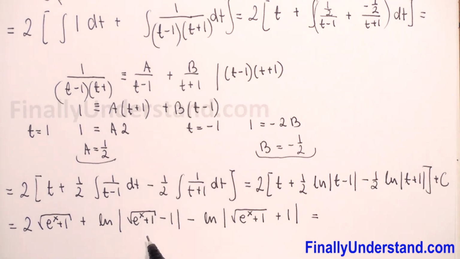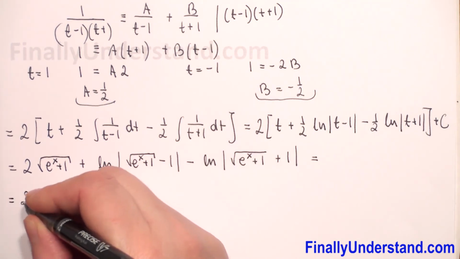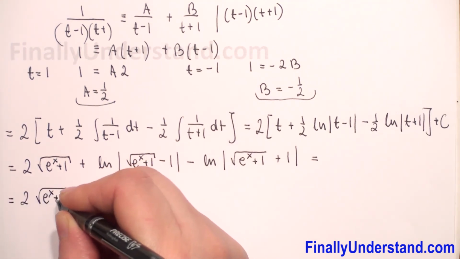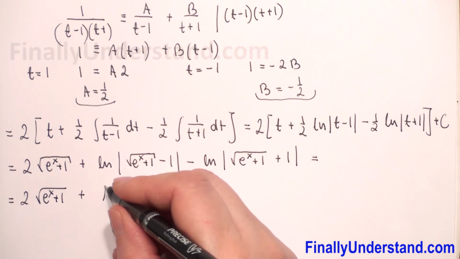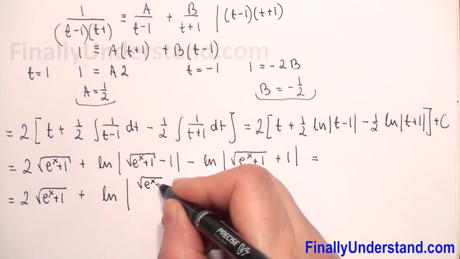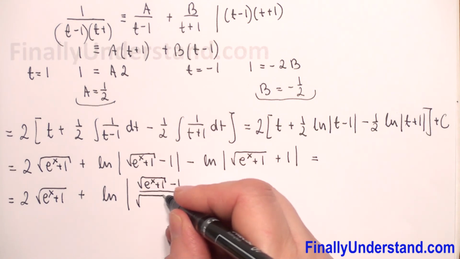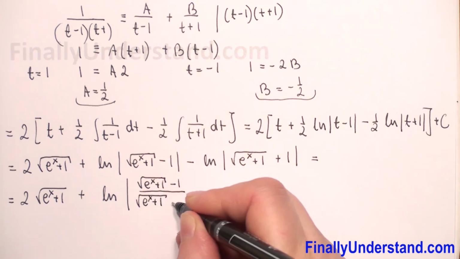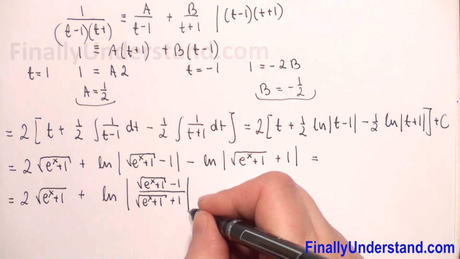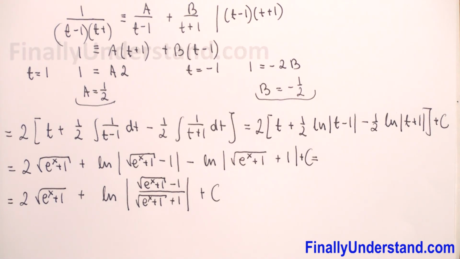So this is equal, because we have here difference of logarithm and we have the same base, so we can rewrite that this is equal. First expression we have to copy 2 square root of e to power x plus 1 plus will be natural logarithm of absolute value of square root of e to power x plus 1 minus 1 over square root of e to power x plus 1 plus 1 plus constant c. I forgot to add here. So this is my solution.